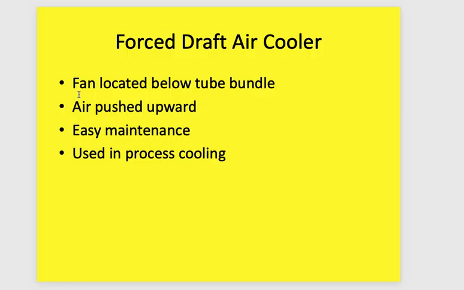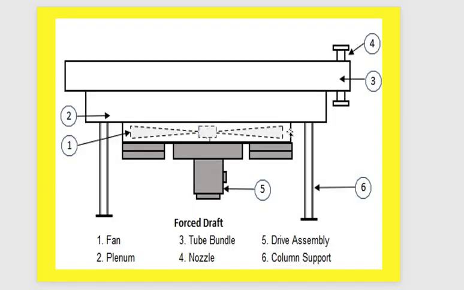Here, to specify the forced draft air cooler, you have to remark that the fan is located below the tube bundle. Okay, the air is pushed upward in the direction from bottom to top, by the driving force of the motor, which moves the blades. Easy maintenance, used in process cooling. So this is a simple structure for the forced draft air cooler.